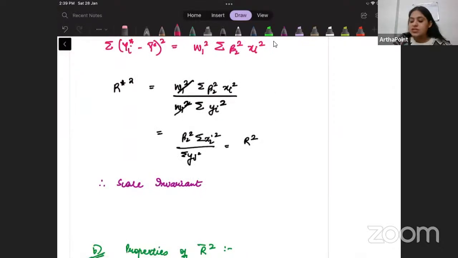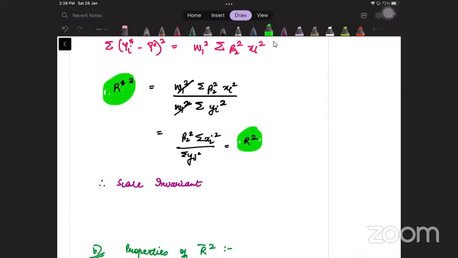So in this case, we are saying that r square is not affected by scale. The old r square and the new r square are the same. So therefore it is scale invariant.